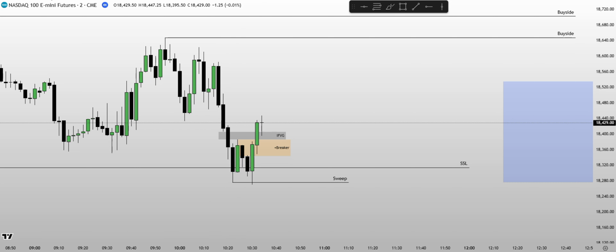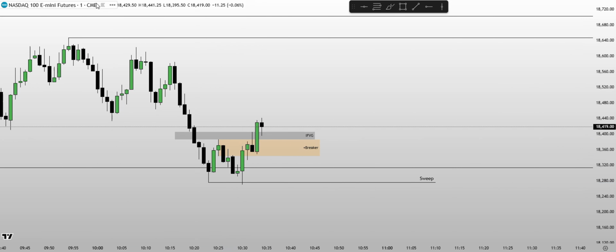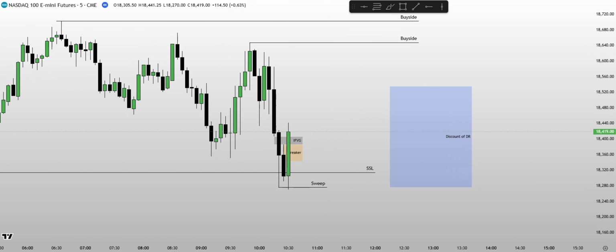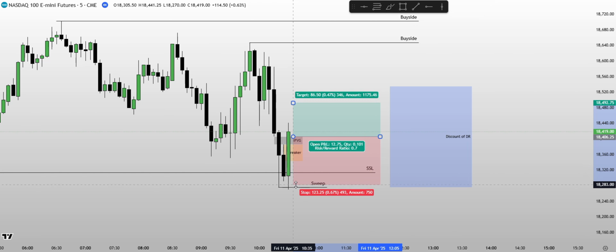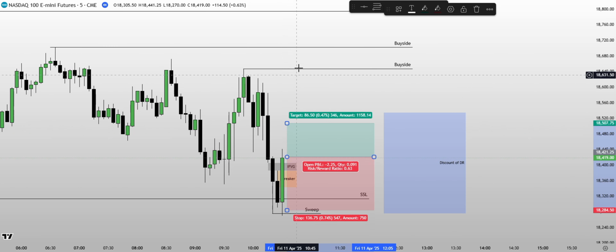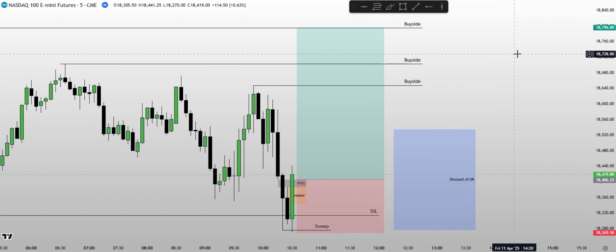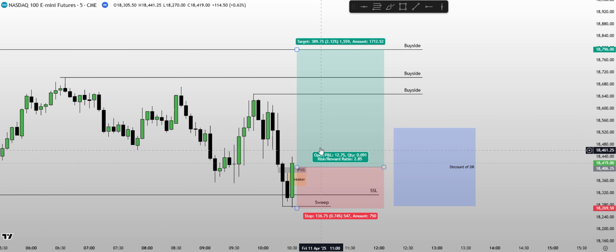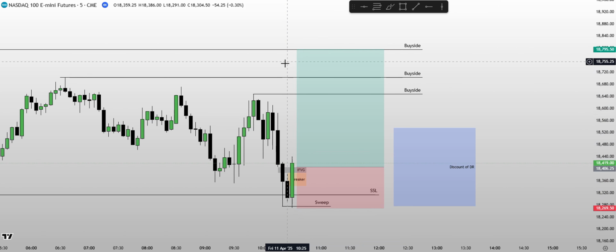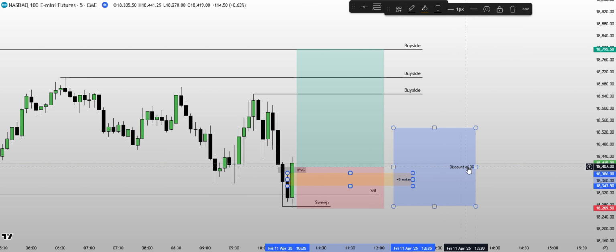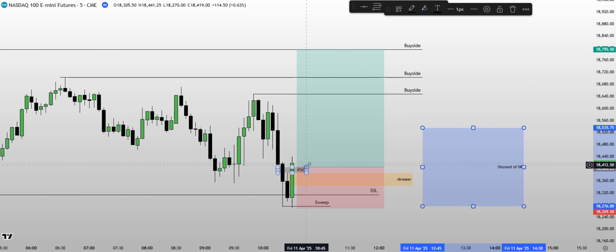The state of delivery has changed on the lower time frame here. This is where you can look for a long. 5 minute closes inverses this gap. You don't necessarily have to wait for the breaker if the risk to reward makes sense. And you can target all of these opposing highs. And so this would be around a 2.85 to 1R, almost a 3 to 1R.